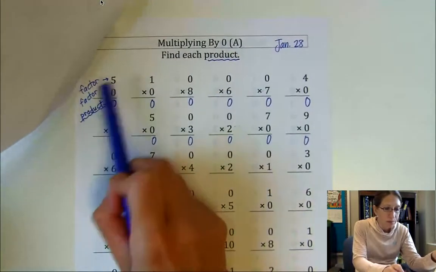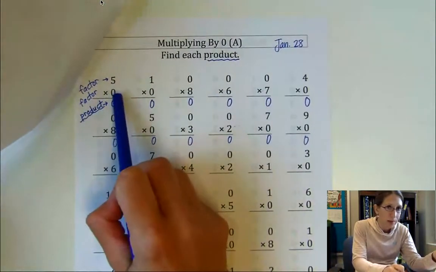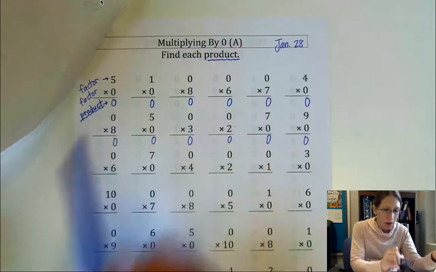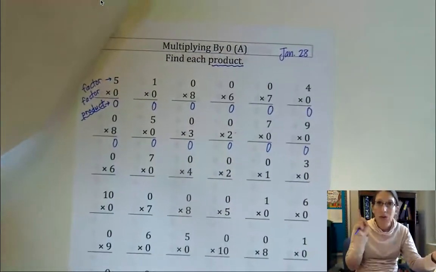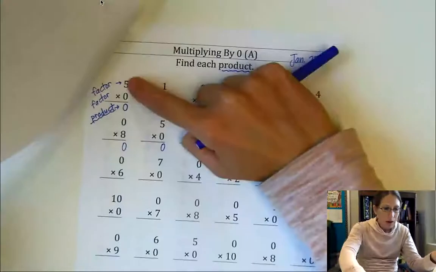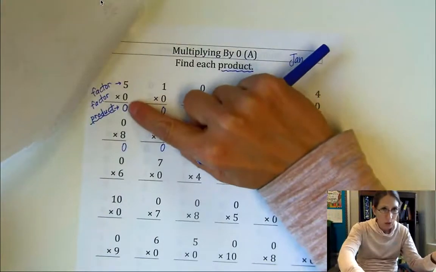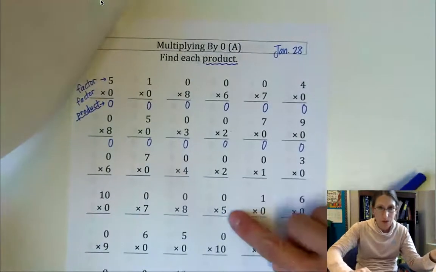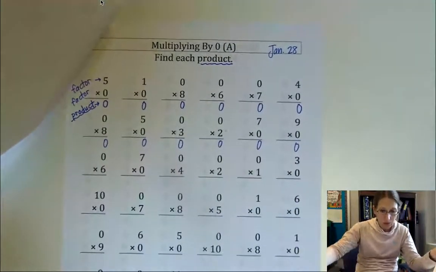We learned that there's some names for when we multiply. The numbers are called factors. Factor, factor, product. We also learned about the commutative property yesterday, where we have 5 times 0 is 0. If we switch the order of the factors, like here, 0 times 5, it's also 0.